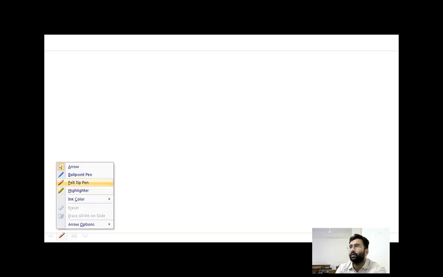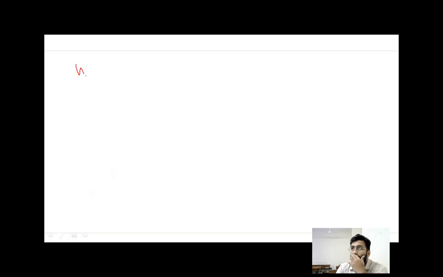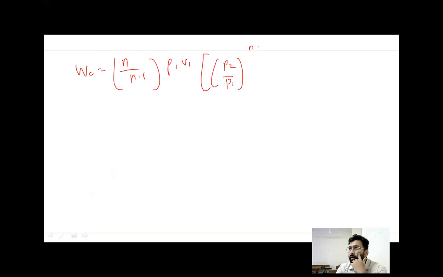So calculate it. How much power you got? Say the equation was n upon n minus 1 into P1 V1 into, in bracket, P2 by P1 raised to n minus 1 upon n, minus 1. So put the values. What is n?